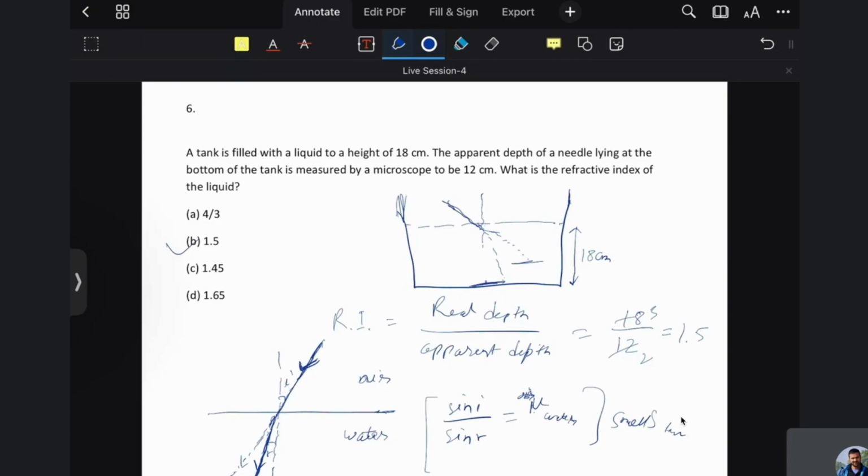And the same thing will happen in the reverse case. So suppose the light is going from this side now, from the water. Instead of going this way, it will move away from the normal in the air, because it is going from a denser to a rarer medium. Understood? Yes, sir. So yeah, this is a simple refraction concept.